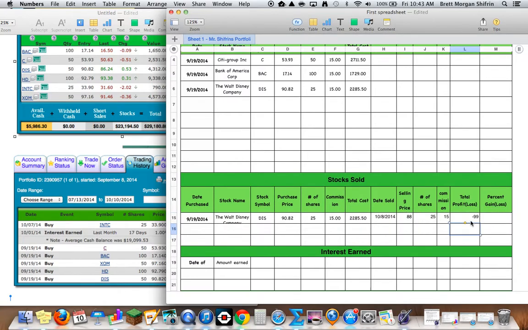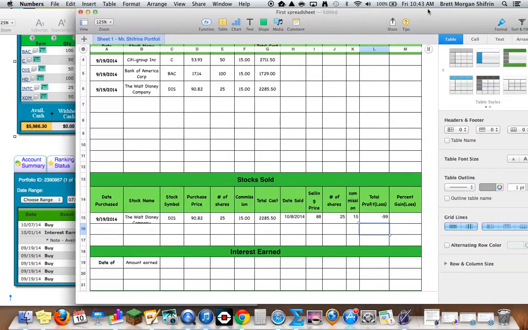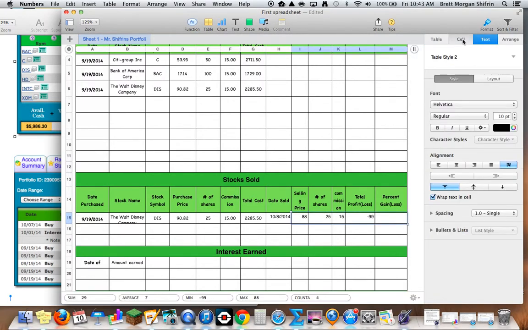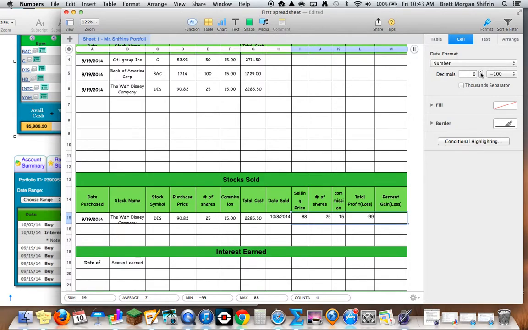I lost $99, but I'm noticing something on my spreadsheet. It didn't put in any of the cents, so I'm going to make sure that, see, it's not showing any decimals. I want to show at least 2 because we want to go to the nearest cent. So that makes a little more sense now.